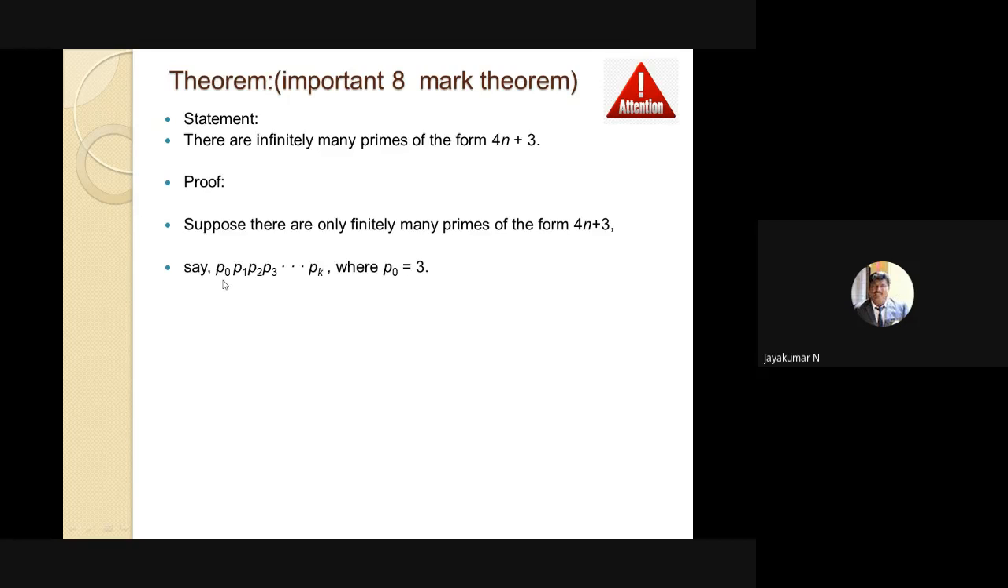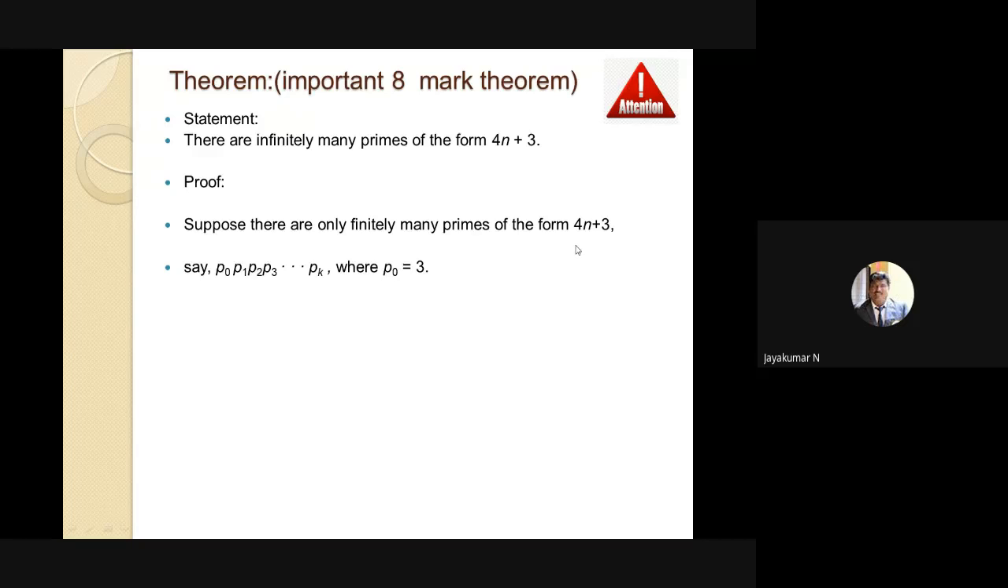P0 is the smallest prime whose form is 4n plus 3. Pk is the largest prime whose form is 4n plus 3. Here I conclude that is understood. P0 is the smallest prime of the form 4n plus 3, and Pk is the largest.